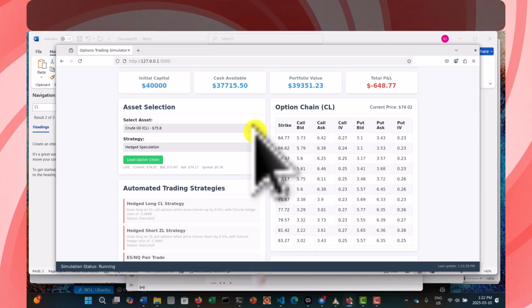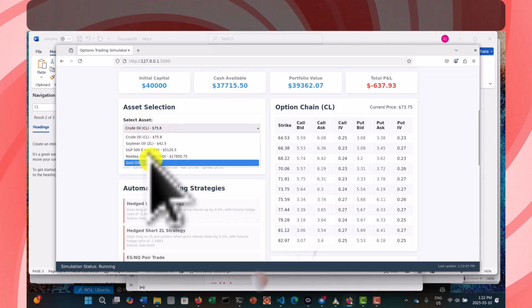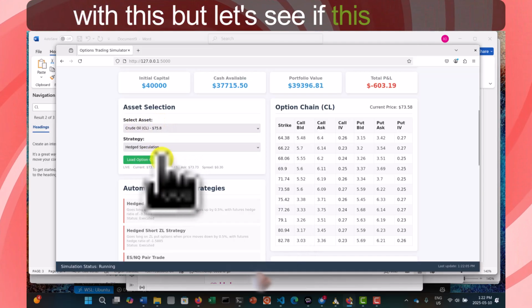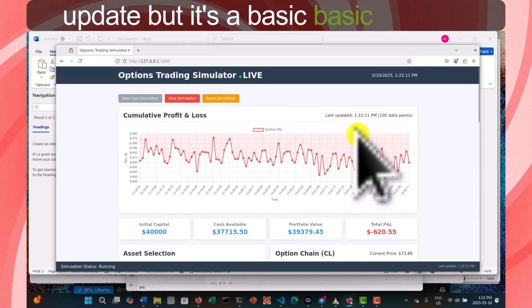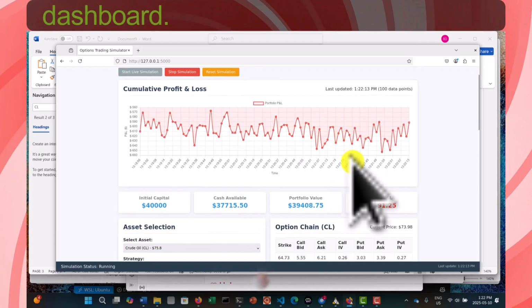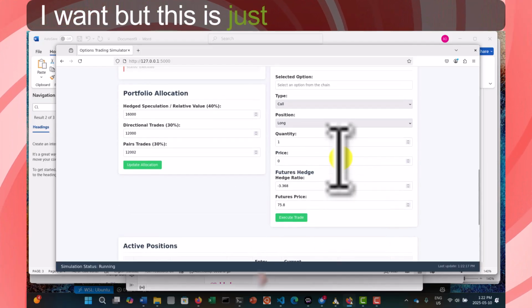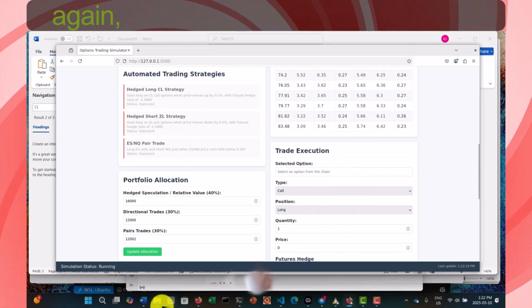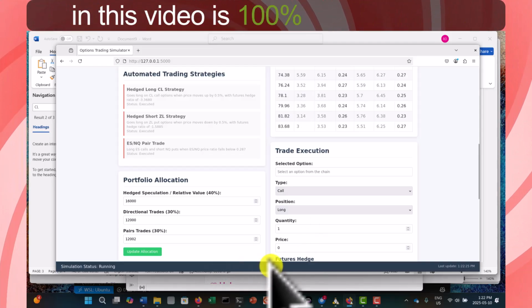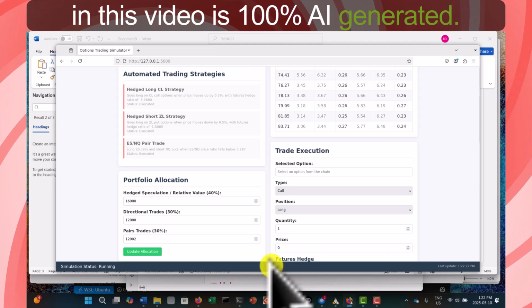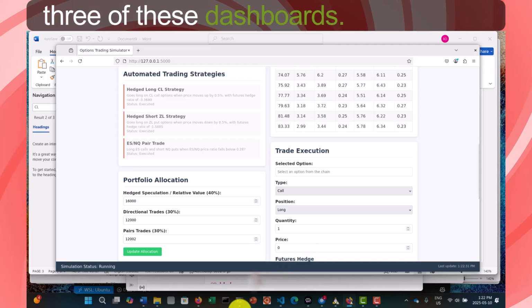Okay, so let me see if this will load up. I'm always having problems with this. No, this doesn't update. But it's a basic portfolio dashboard. I can go as sophisticated as I want, but this is just where we go to. So again, everything I've talked about starting in this video is 100% AI generated. What you're looking at is AI generated. The goal here is to create 3 of these dashboards.